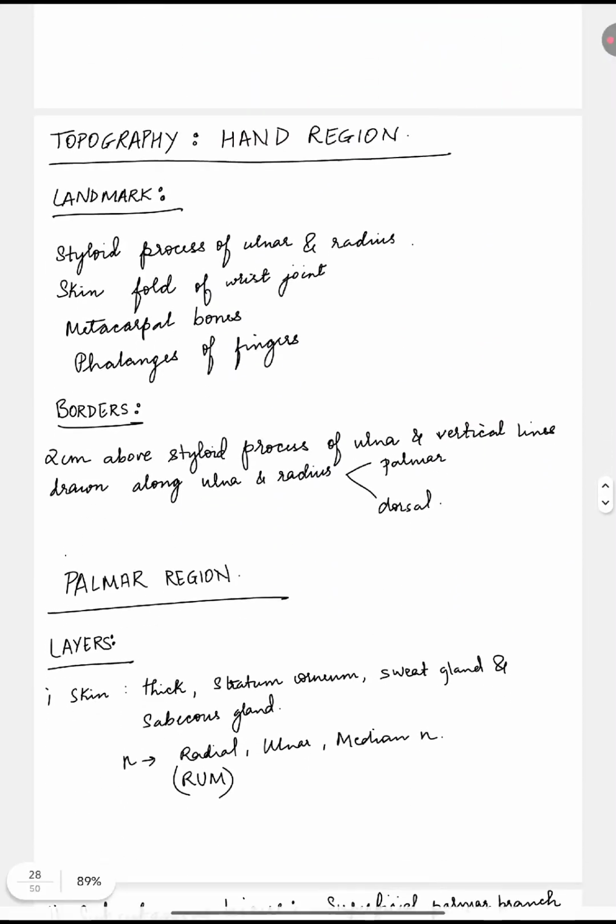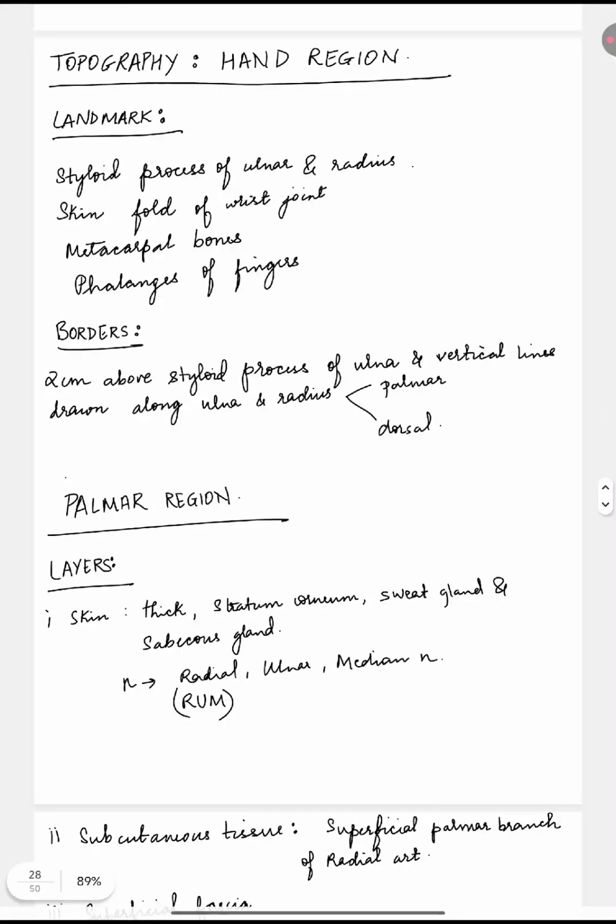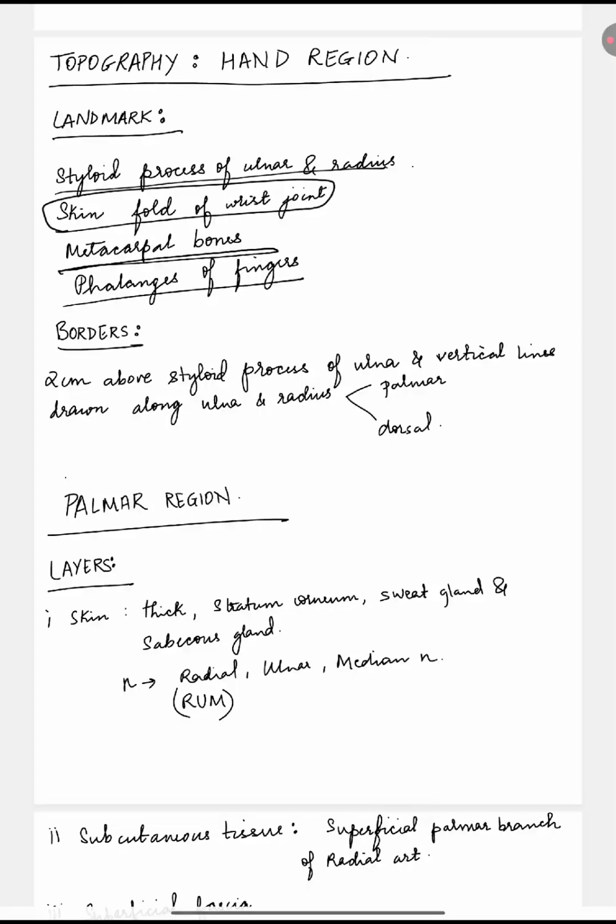Now, topography of the hand region. In the topography of the hand region, landmarks are the styloid process of the ulna and radius, skin fold of the wrist joint, metacarpal bones, and phalanges of the fingers. The border is 2 cm above the styloid process of the ulna, and a vertical line drawn along the ulna and radius divides it into palmar and dorsal regions.